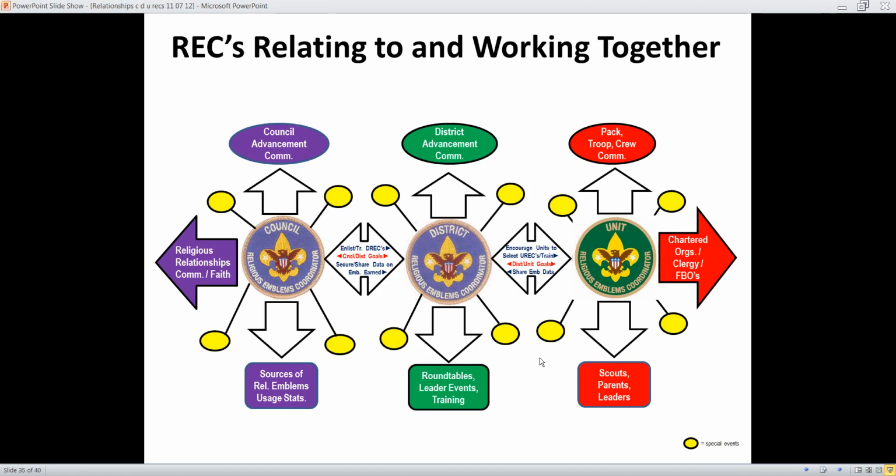Well, here's the overall picture. RECs relating to and working together. This is not a hierarchy. You'll notice these are side by side. And the more of those little yellow circles that we can have on there, the better, because those are outreaches and special events. They're not necessarily special events that you even plan, but they are places where you can make an impact on religious emblems, and that's certainly very important.